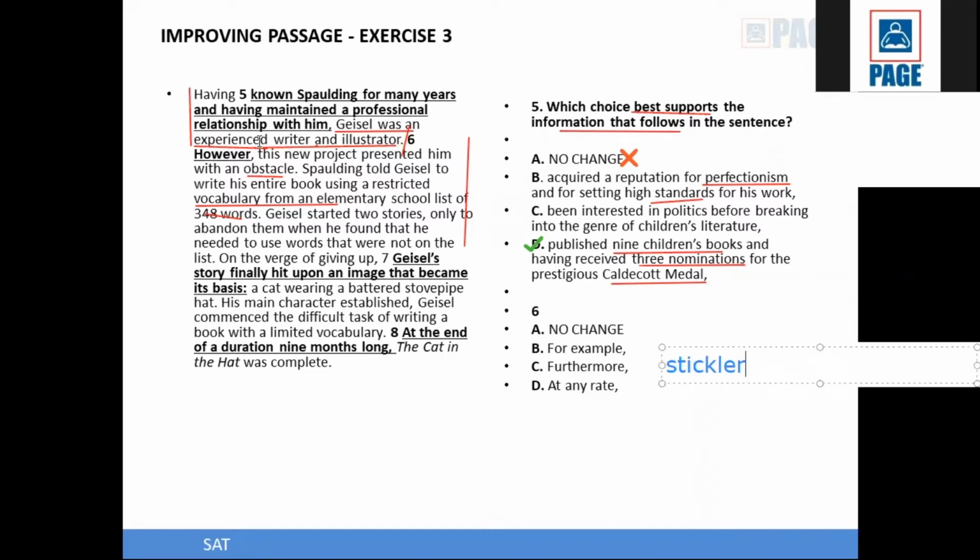Experience happens when you do many things within a period of time. And D says that he had written many books. So if he had written many books, that too related to children, then he must be an experienced writer. And because he got an award for this medal, that medal is for illustration, drawing. So this sentence actually gives more information of the sentence, experienced writer and illustrator, or he maintained a professional relationship with him.